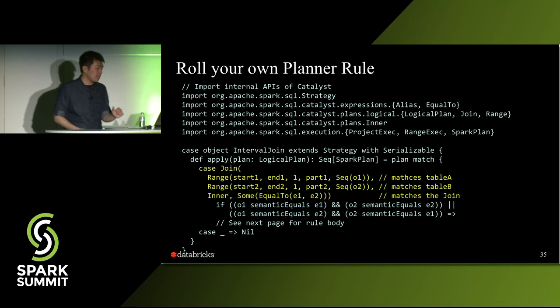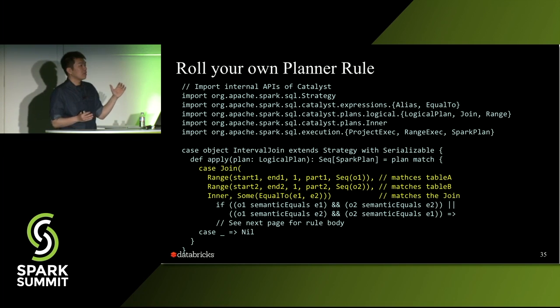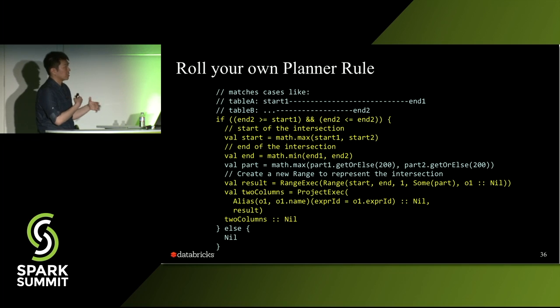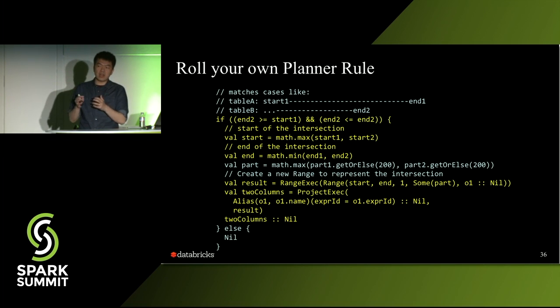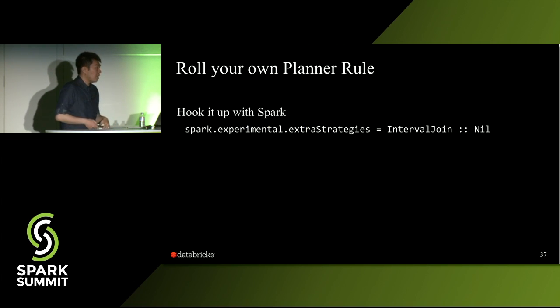Right here you can see that the highlighted part is a condition used to trigger this rule. We want to match the case of when we're joining two intervals, and then here we'll just calculate the intersection. And once we get the intersection, we put it back into the query, and then we're done.